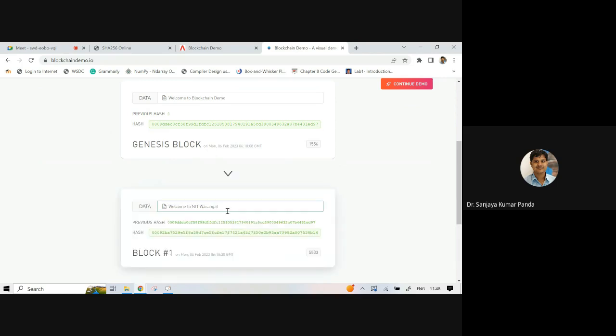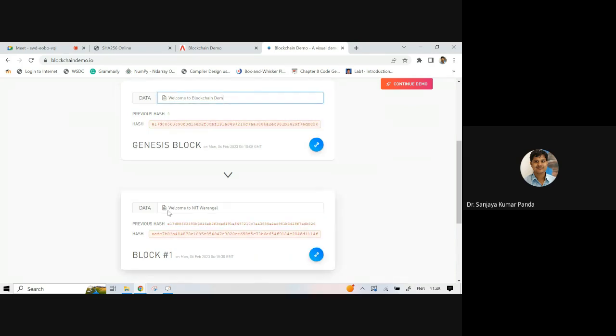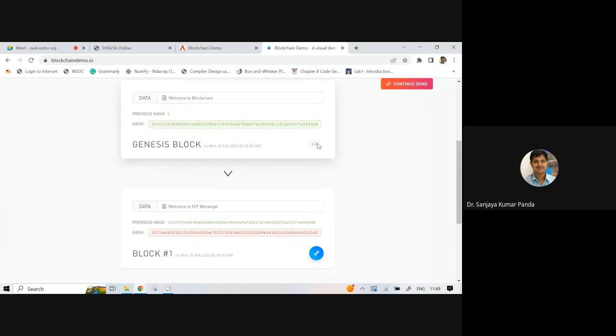If I add the new block, you can see the previous hash value here is 0, but here the previous hash value is the same as this particular value, right? And it is validated with the nonce 5533. So if I modify something here, then it is shown in red color, which says that you have changed the data. So for accepting this, suppose I want to take welcome to blockchain, again you have to validate this one.